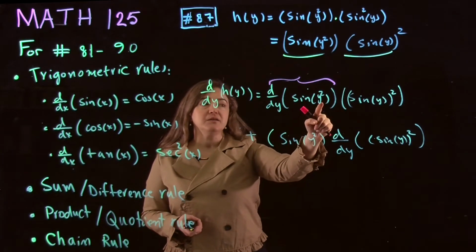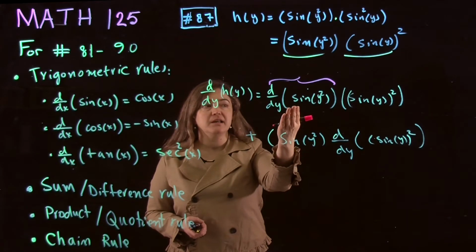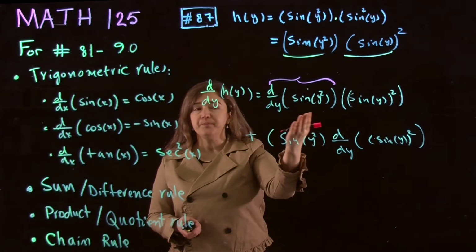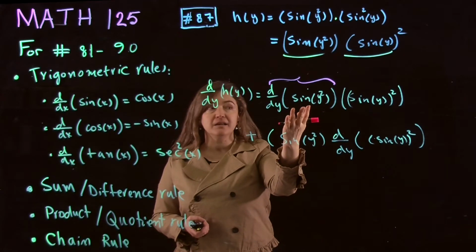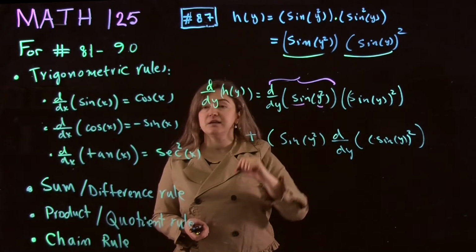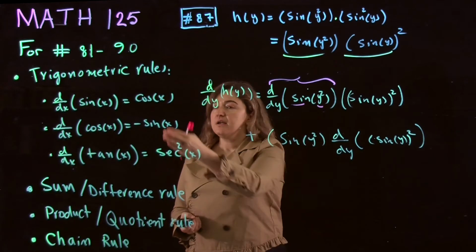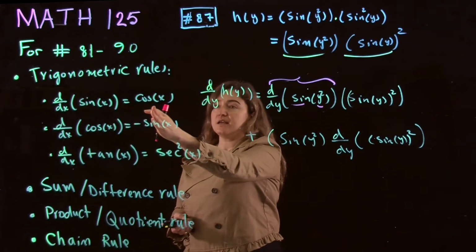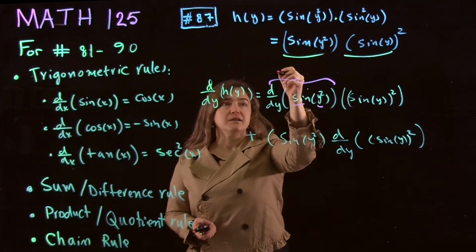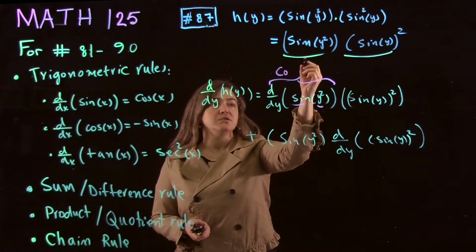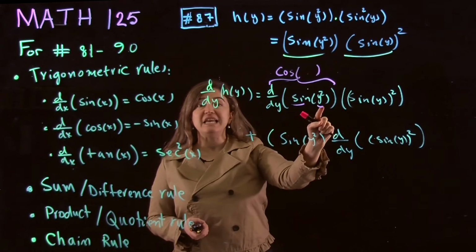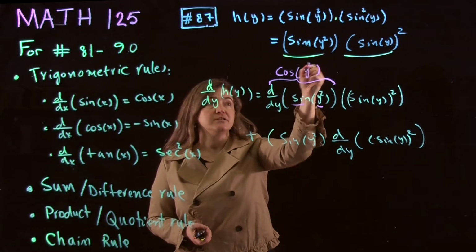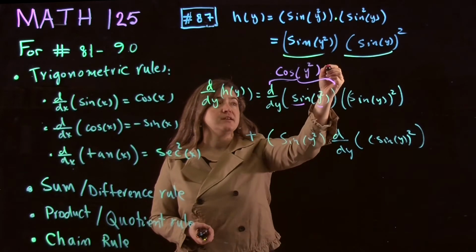Derivative of sine y squared. This is a chain rule. The outside function is sine. The inside function is y squared. Derivative of sine is cosine. So derivative of sine is cosine with inside unchanged times the derivative of inside.